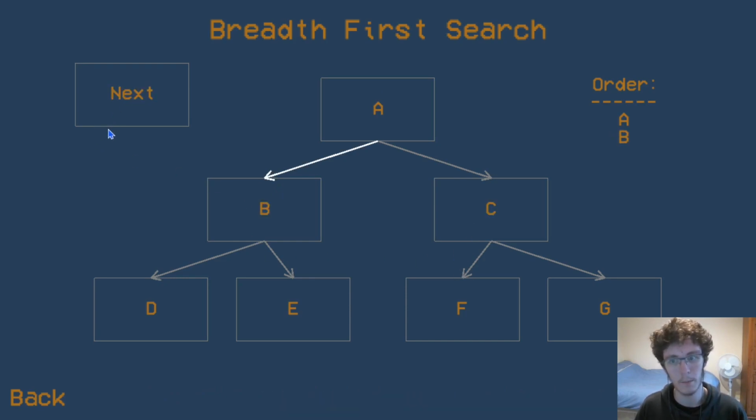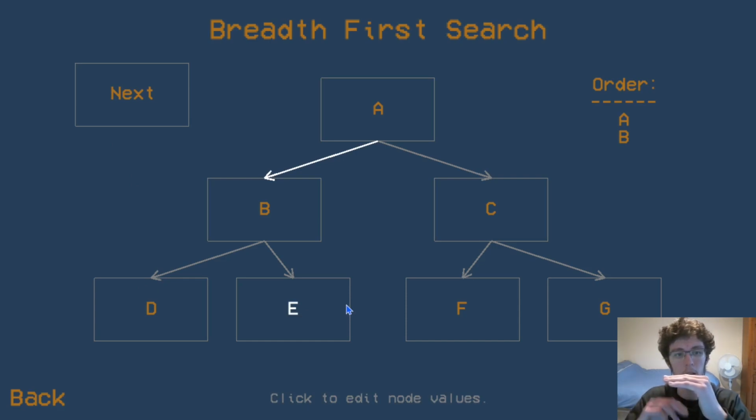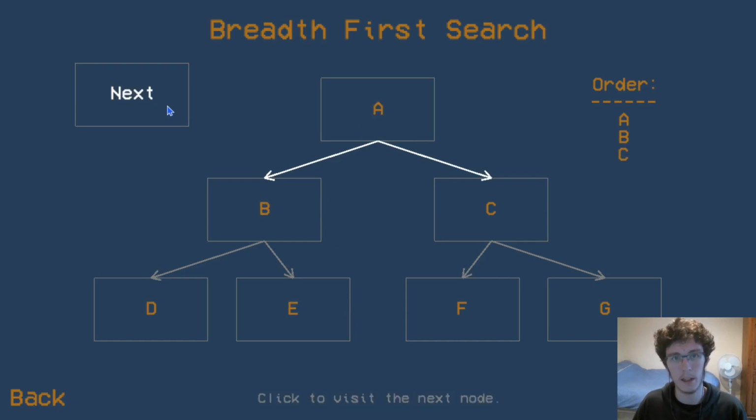So we traverse B, and we add B's children to the queue, so D and E. But this time, D and E are going to be after the C. So you're going to see the next one is going to be C. We add C's children, F and G, to the queue. But again, they're going to be after D and E.